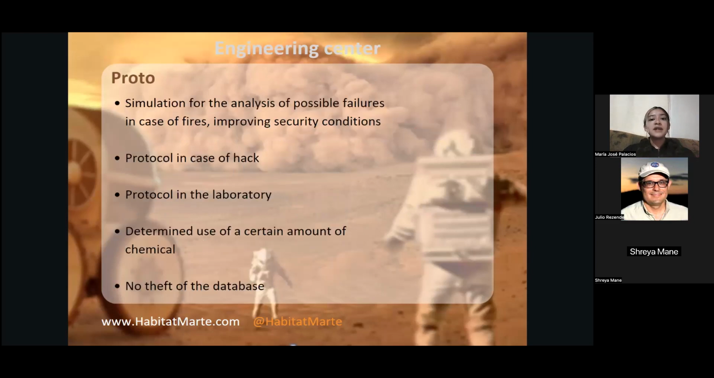But I say that we have other types of protocol, and there are the protocols of safety. I'm going to repeat two protocols, like simulation of analysis of possible failures in case of fires, improving security conditions, and the protocol in case of hack. But we have others, like the protocol in the lab, determining the use of a certain amount of chemicals, and no theft of the database.